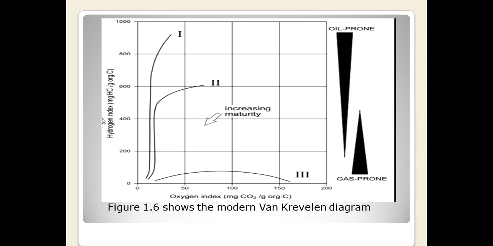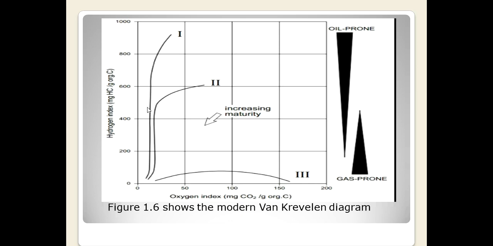So this one is basically explaining the Van Krevelen diagram. Here on the vertical axis we have the hydrogen index, and on the horizontal axis we have the oxygen index. This is our first curve down here. This is representing the type 3 kerogen. We observe that this curve has very high oxygen carbon ratio but very low hydrogen carbon ratio. So this type of kerogen is not always good. That's why type 3 kerogen is always associated with gas and is always derived from terrestrial organisms or terrestrial organic matter.